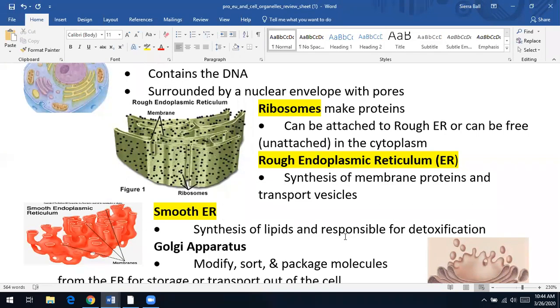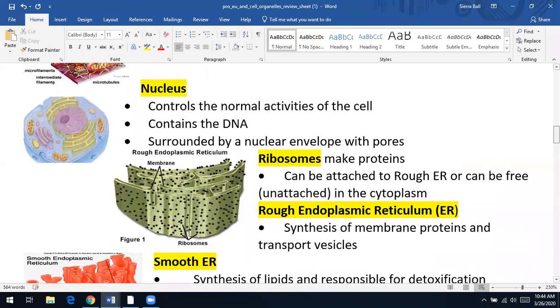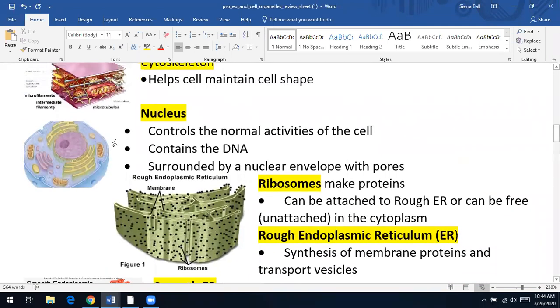Fats. Good job. So the smooth ER is going to help make fats for the cell, whereas the rough ER is going to assist with making proteins. If you're looking at your little picture up here, this one right outside of the nucleus is going to be your rough ER. And then somewhere over here, you're going to find your smooth ER and your Golgi.